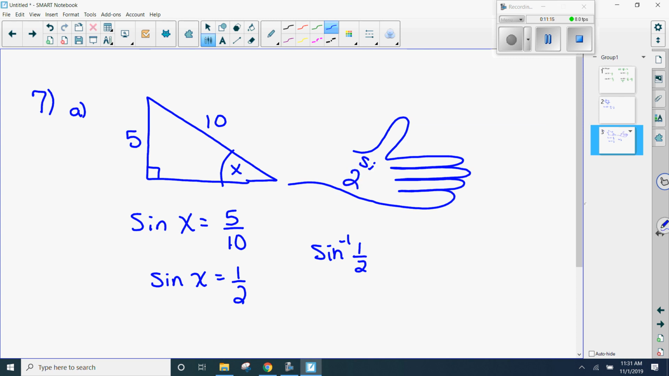Oops, then I wrote it wrong. And they want the sine of 1/2. So if it's the sine of 1/2, you want one finger, so you're going to fold this in. And what's that degree measure? 30 degrees. So the answer to this is 30 degrees. That's how you can find it without even looking at the special triangle.